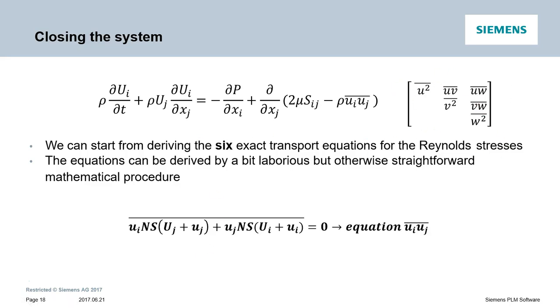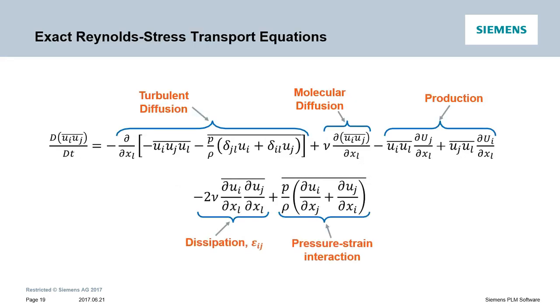The equations can be derived by a relatively straightforward mathematical procedure. So essentially you multiply the Navier-Stokes equations with the fluctuations and time average it. We get the equations for Reynolds stresses. Though the process to get these equations is relatively straightforward, the equations themselves are not. So we get this seemingly cumbersome equation referred to as the Reynolds stress transport equation. Usual terminology is indicated on the right.